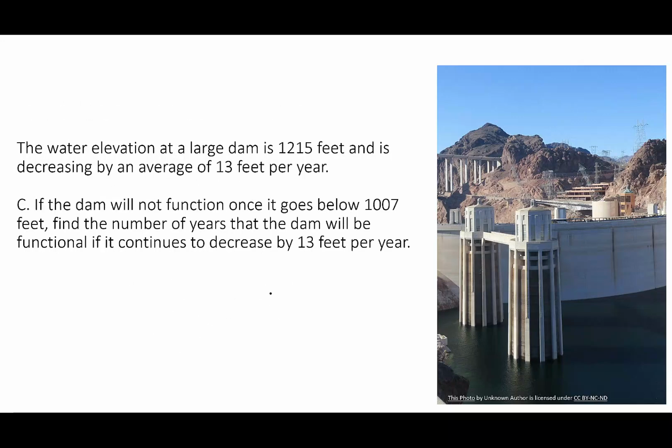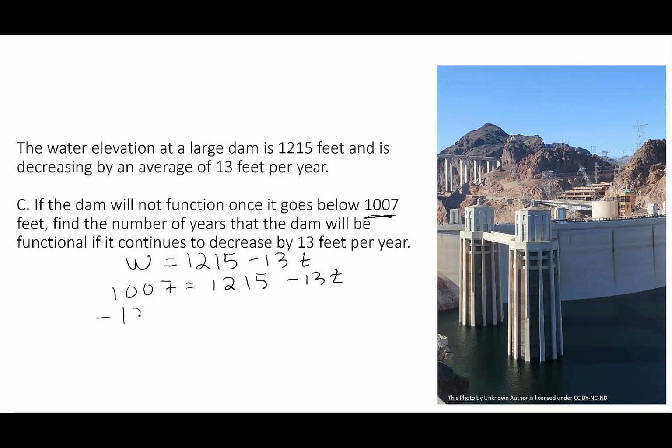Part C says if the dam will not function once it goes below 1,007 feet, find the number of years that the dam will be functional if it continues to decrease by 13 feet per year. So we're going to take the equation we had before, W equals 1215 minus 13t, and we're going to set W to be 1,007. We'll leave our 1215 minus 13t and solve for t.